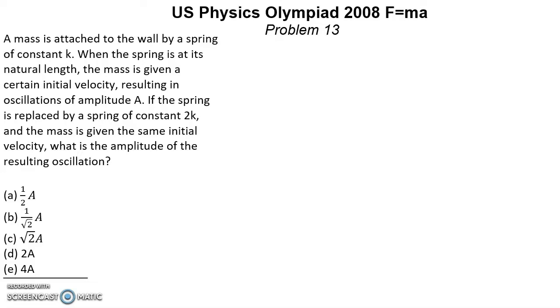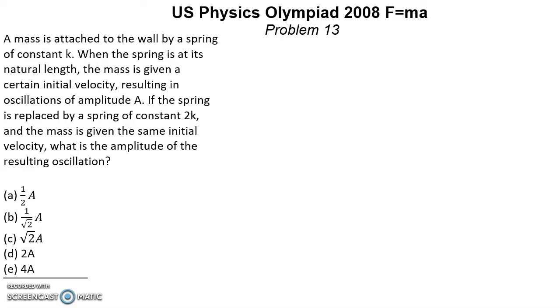Problem number 13. A mass is attached to the wall by a spring of constant K. When the spring is at its natural length, the mass is given a certain initial velocity, resulting in oscillations of amplitude A. If the spring is replaced by a spring of constant 2K and the mass is given the same initial velocity, what is the amplitude of the resulting oscillation?